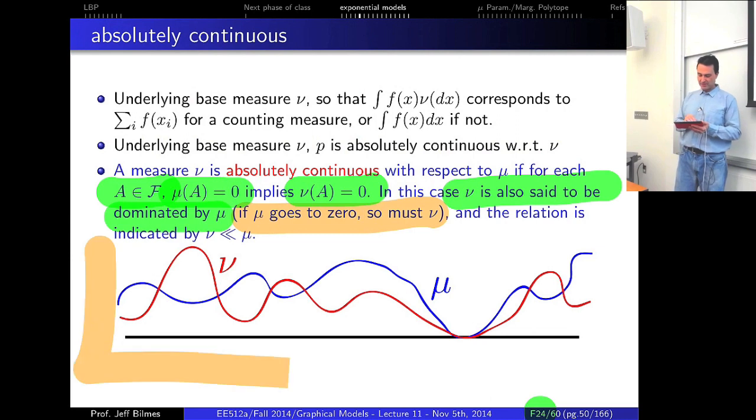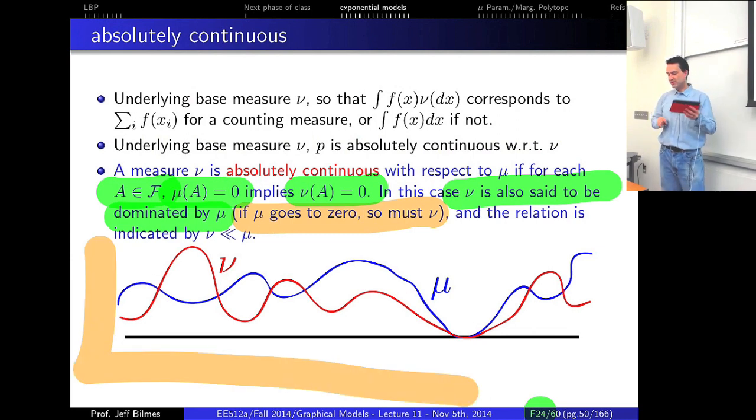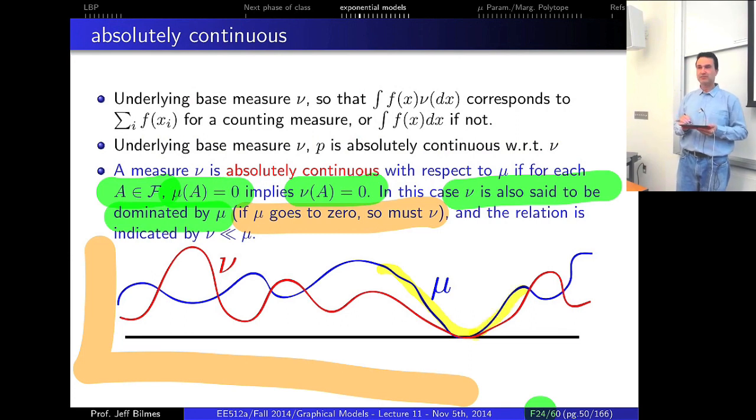And here's a picture describing it. The idea is that nu and mu can do all sorts of things, but if we ever get to the point where mu comes down, then nu has to also come down to 0. So mu forces nu to 0.